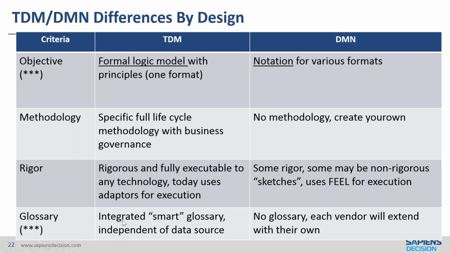And the one thing they don't have, and I'm sure they'll have at some point, is a glossary. In our glossary, the business people name the column headings, define them, and give them values. And behind the scenes, IT connects that glossary to the data sources. So our models are fully independent of technology, including the execution technology and including the data. Organizations have switched data sources without changing their decision models. They just change the cross-reference.